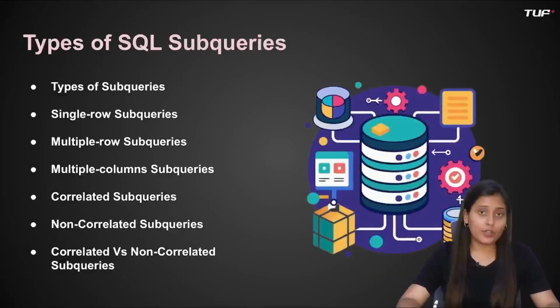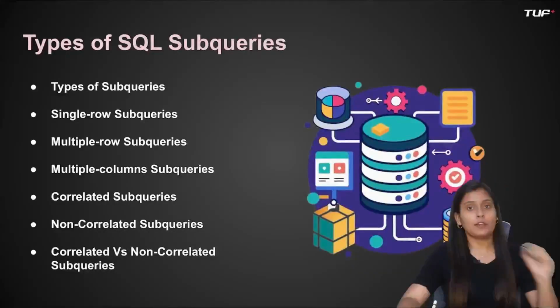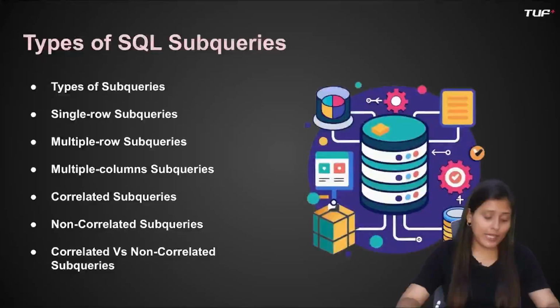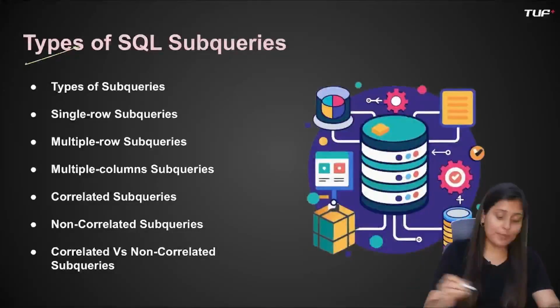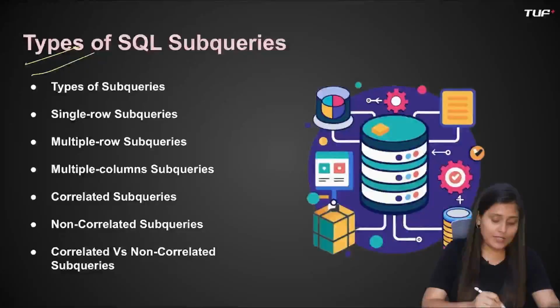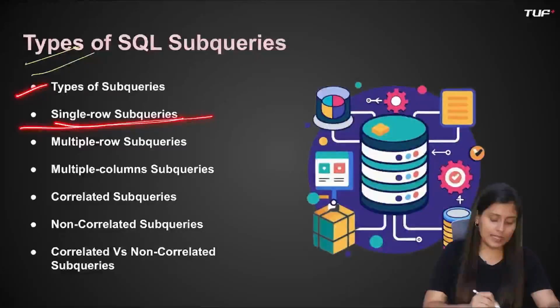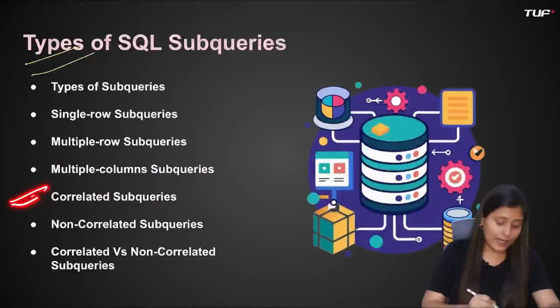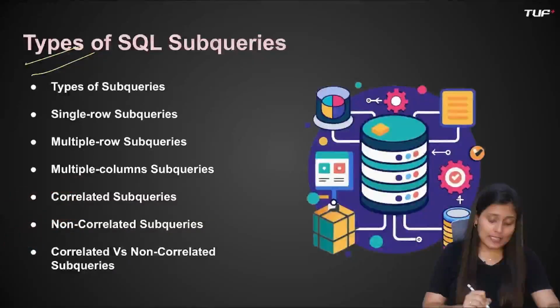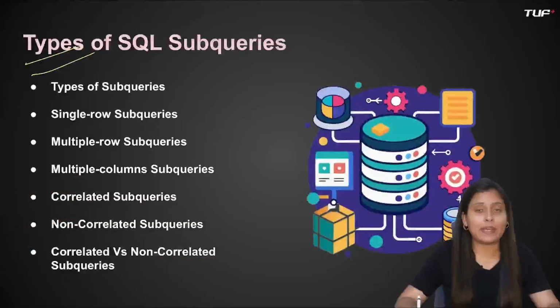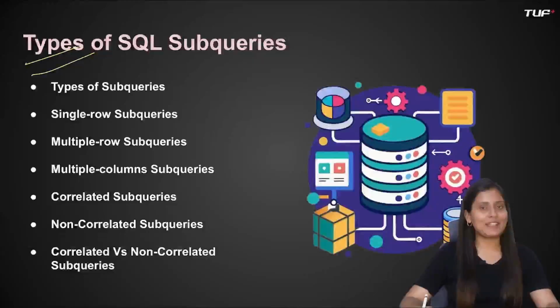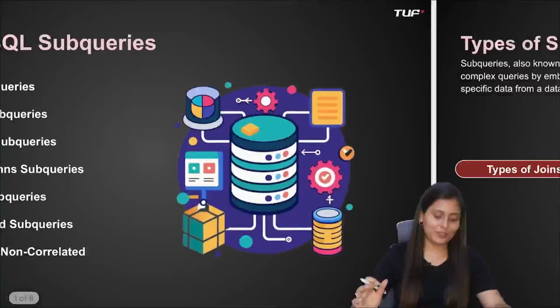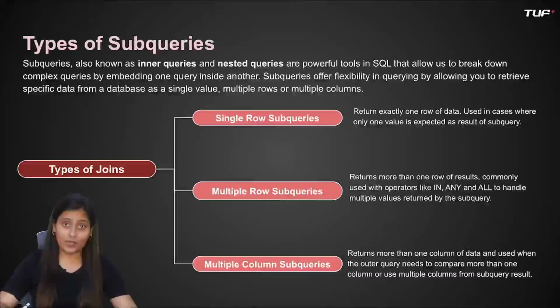In the last lecture, we learned about subqueries along with different operators in the subquery. In this lecture, we will be learning about types of subqueries. First, we'll learn about single row subqueries, then multiple row and multiple column subqueries. Then we will learn about correlated and non-correlated subqueries, and at last, we'll end the session by seeing the difference between the correlated and non-correlated subqueries. Again, this video is going to be important and interesting. So let's begin, stay focused, and let's start with the first topic of the lecture, which is types of subqueries.